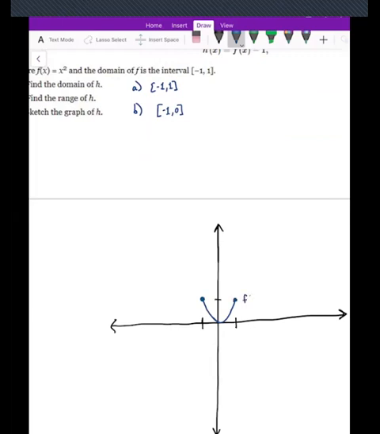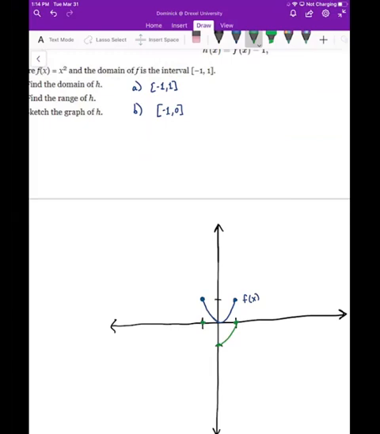So this is my f of x. But now in the new one, we've shifted everything down by 1, right? So this is now here. This is now here. This is now here. We have something like this. All right, so this is h of x.